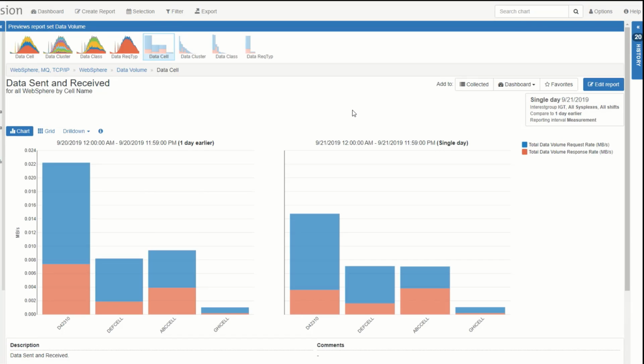In this case, we can see a lot less data being sent and received on D4 after the change. So if this is what we expected, we have confirmation and we can quantify the benefit. If it's not what we expected, we have something we need to investigate.